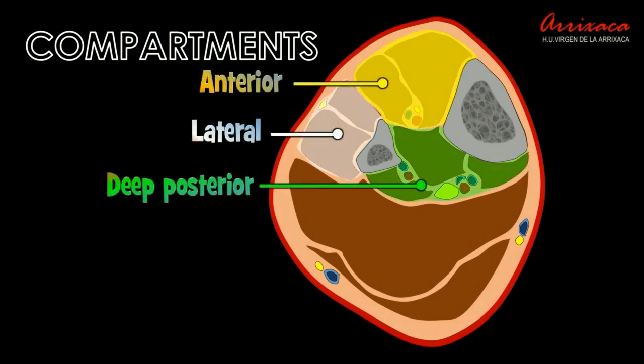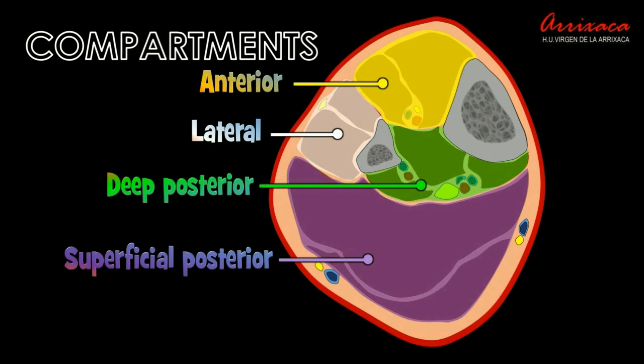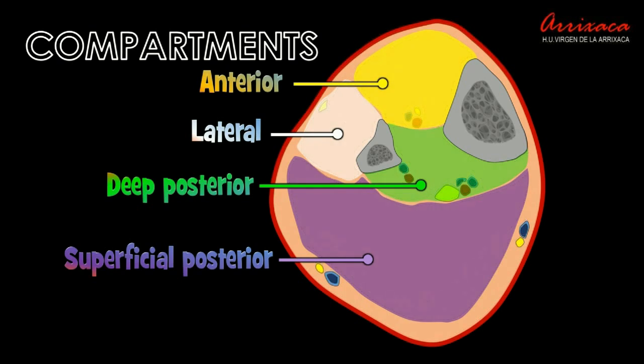There are four fascial compartments that separate and contain the muscles of the lower leg from the knee to the ankle. These compartments usually have nerve and blood supplies separate from their neighbors. The same nerve will generally supply all of the muscles within a compartment.